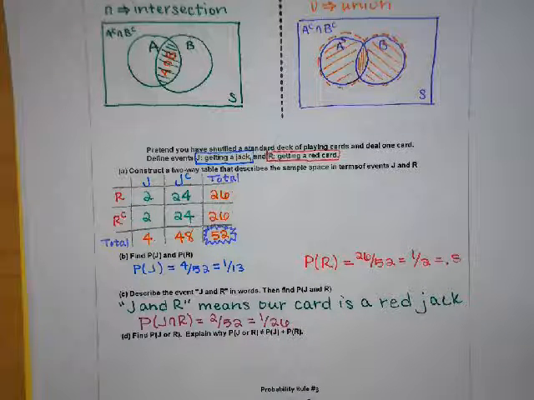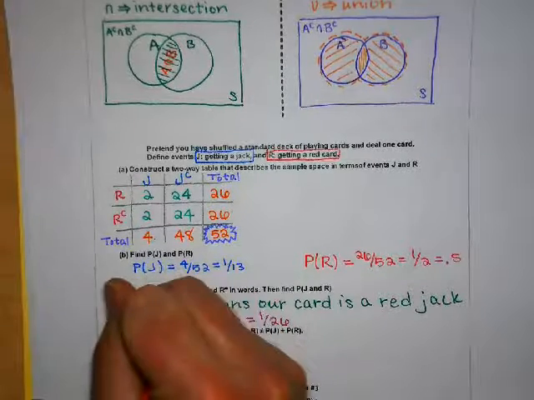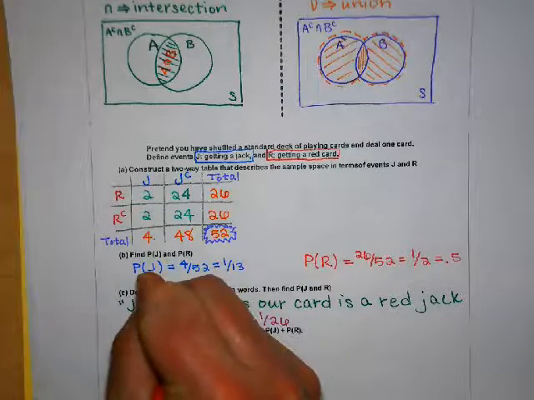Now we're going to find the probability of J or R. So the probability of the card is a jack, red, or a red jack. So, sorry, I'm picking what color I want to write with. We want to find the probability J or R.